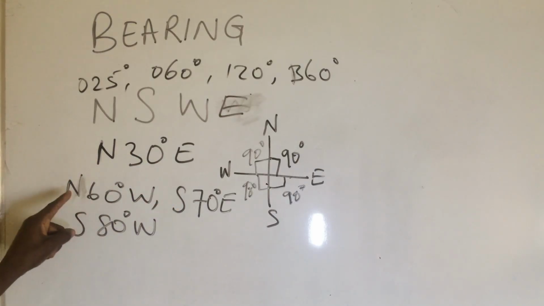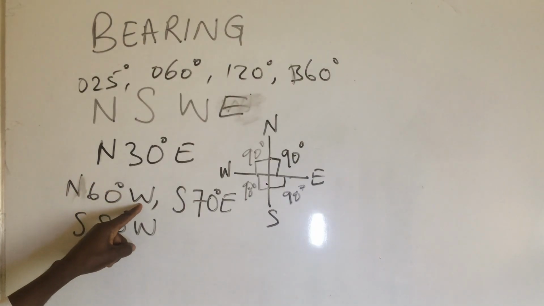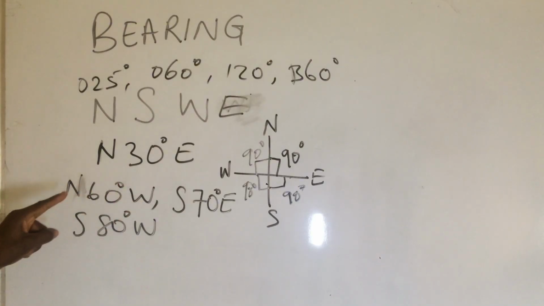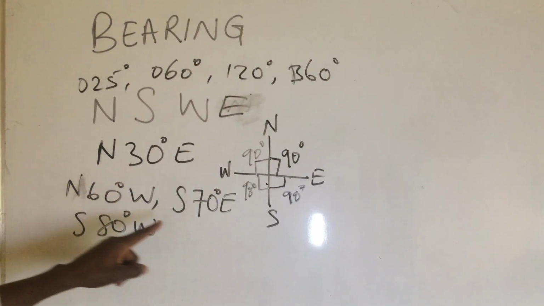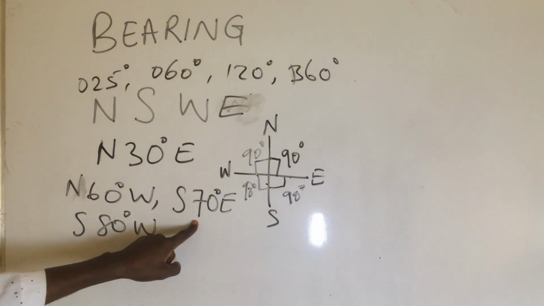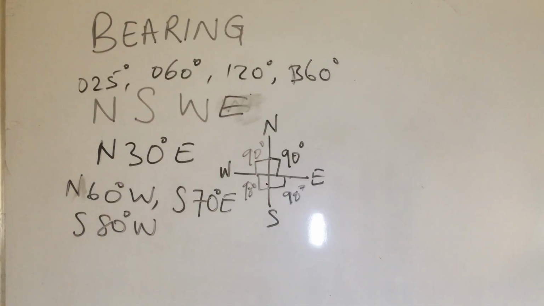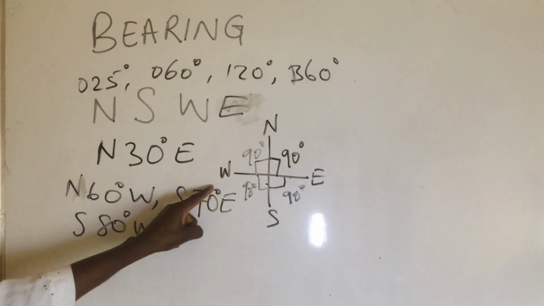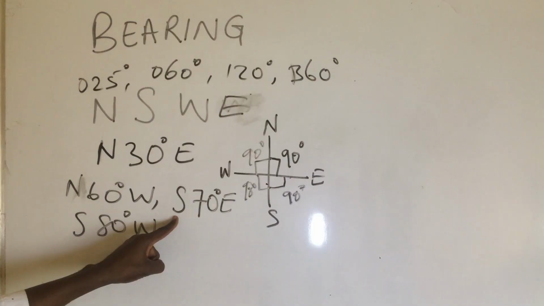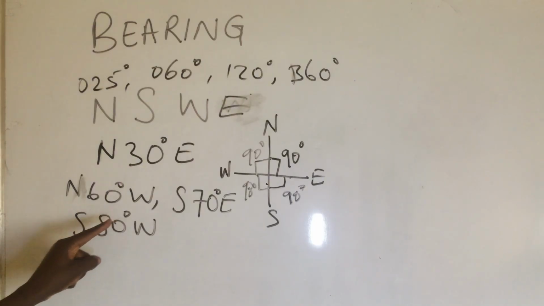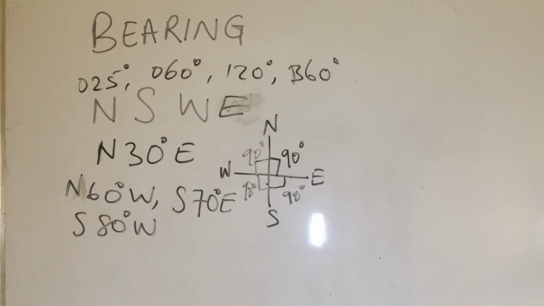Look at this one. N 60 degrees W means 60 degrees west of north. Look at this one that we represent with S 70 degrees E means 70 degrees east of south. Look at this one again. S 80 degrees W means 80 degrees west of south. That is how we represent them.